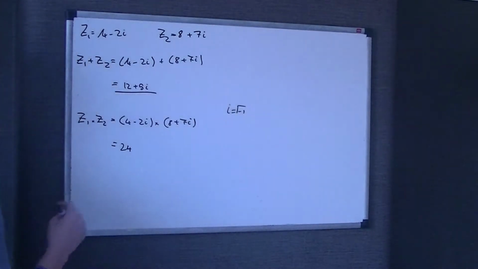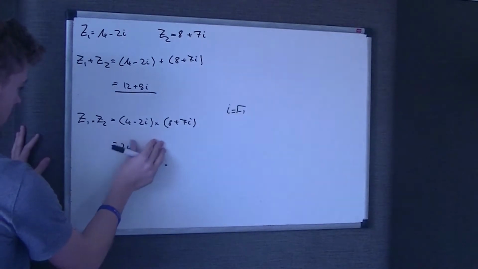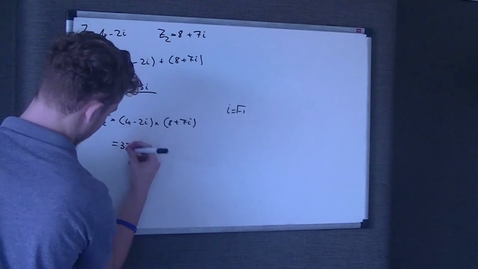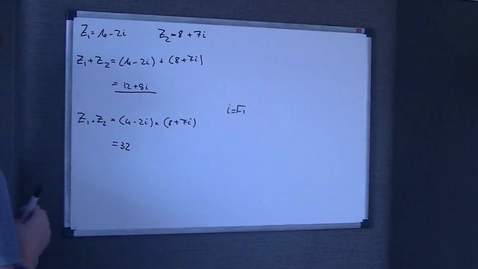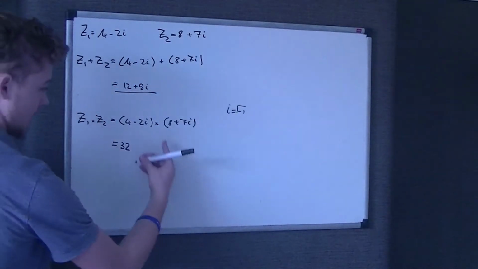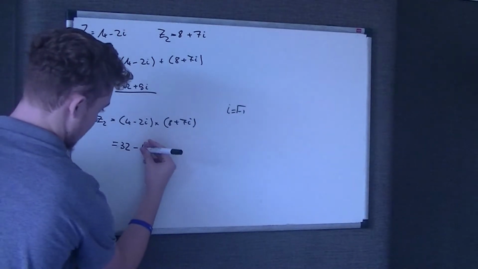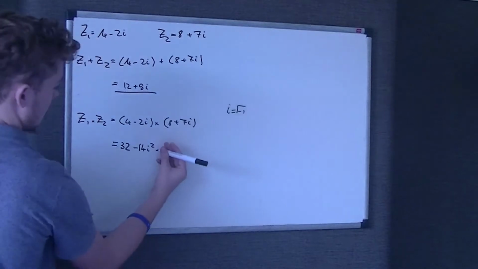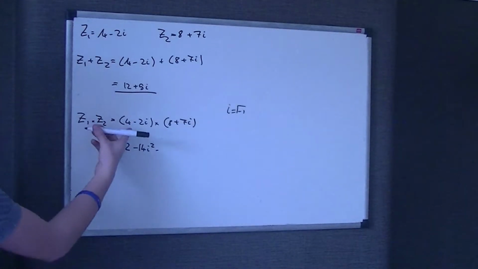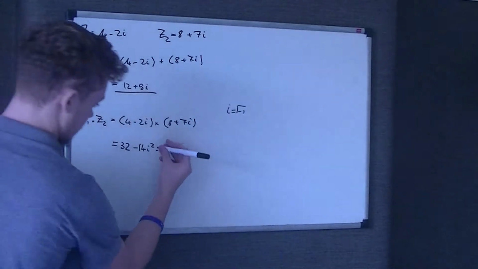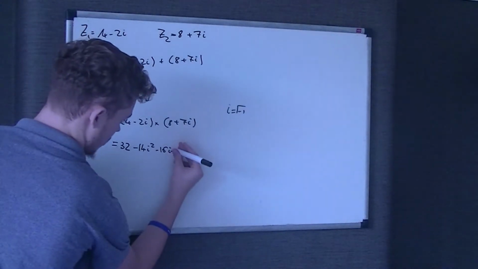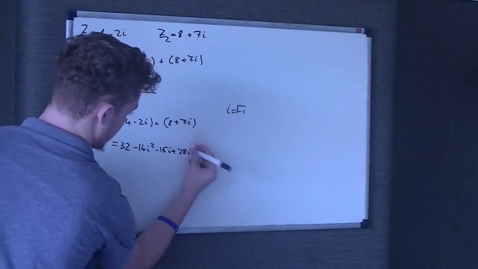I made a mistake. 4 times 8 is 32. You'd think I'd know that by now. And then minus 2 times 7i, well, it's going to be minus 14i squared. But we can change that, and I'll come to how we change that in a minute. Then minus 2i times 8 is minus 16i. And 7i times 4 is plus 28i.